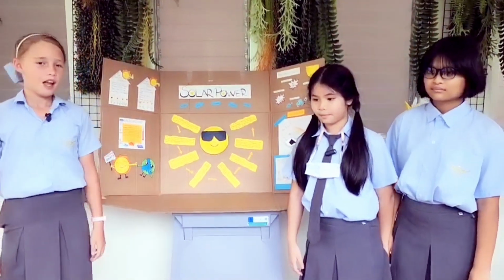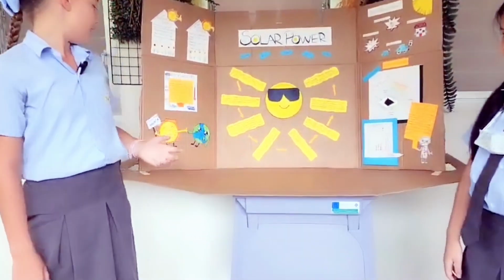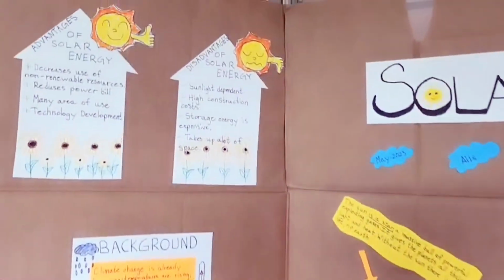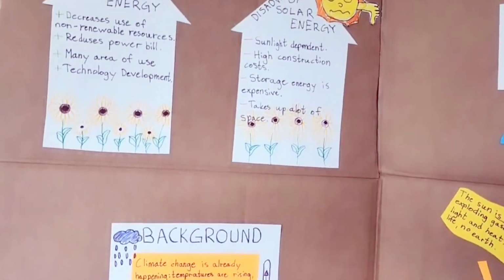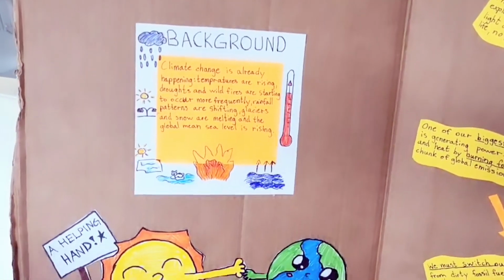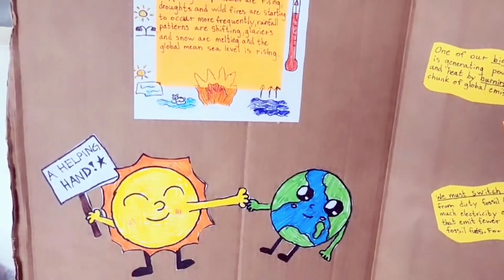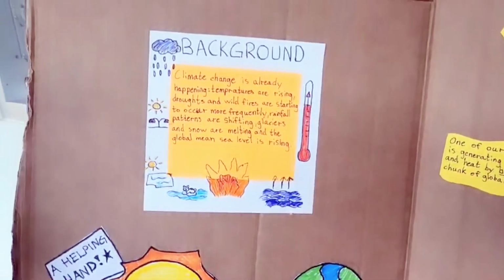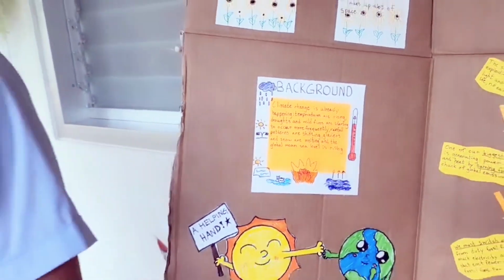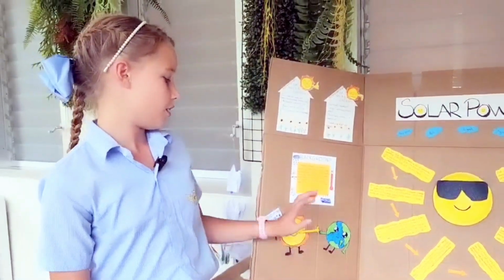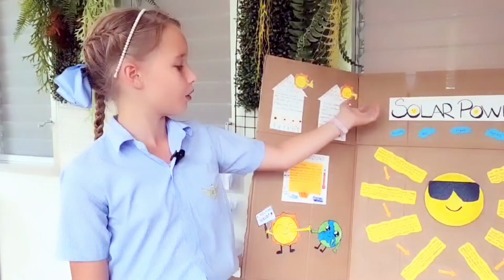So let's start. The background of this is we all know there's a big climate change happening. Temperatures are rising, droughts and wildfires are starting to occur more frequently, and rain patterns are shifting, glaciers and snow are melting, and the global mean sea level is rising. This is a crisis for both us, animals, the nature, and the whole earth. So now it's time for the sun to be a helping hand for the earth using solar power.